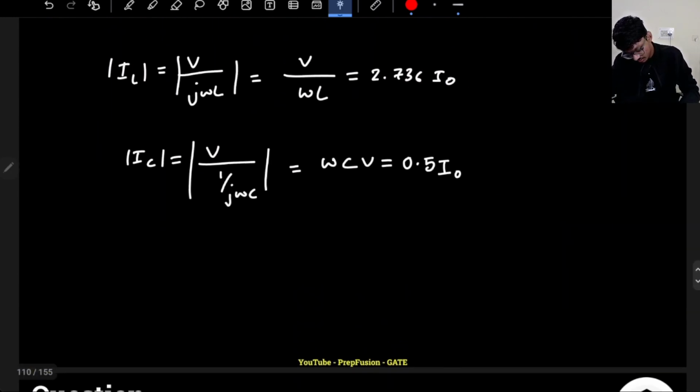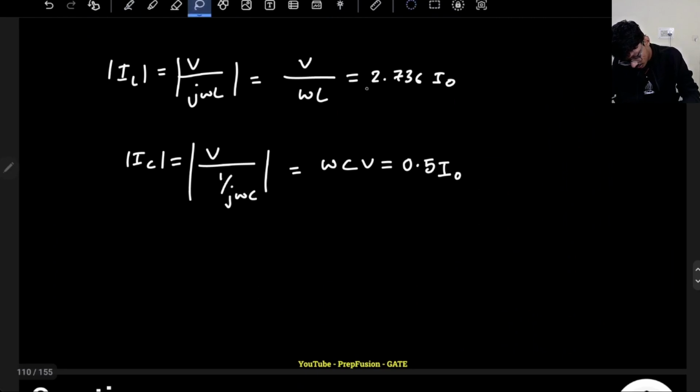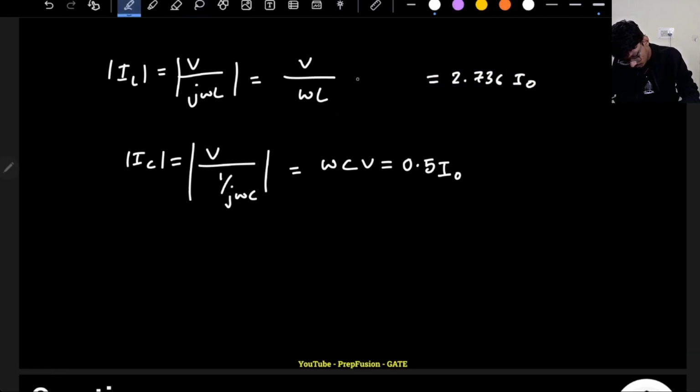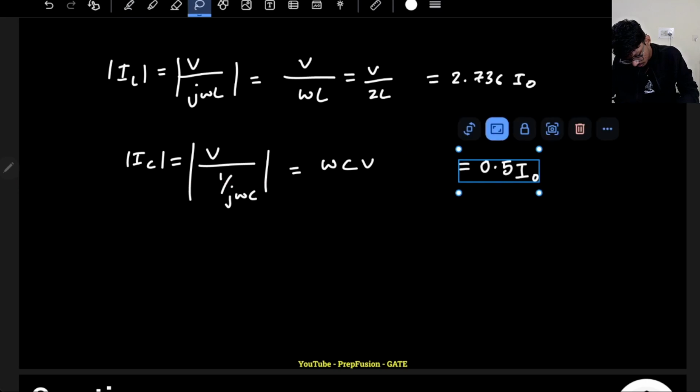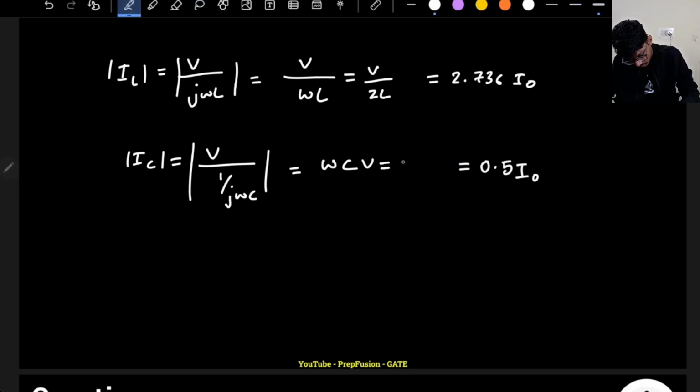So now if I take the ratio, if I write this, this will be simply equals to V by 2L, and this will be simply equals to 2CV. Now if I take the ratio, what will happen? V and V will get cancelled. Let's take the ratio of 2CV divided by V by 2L.